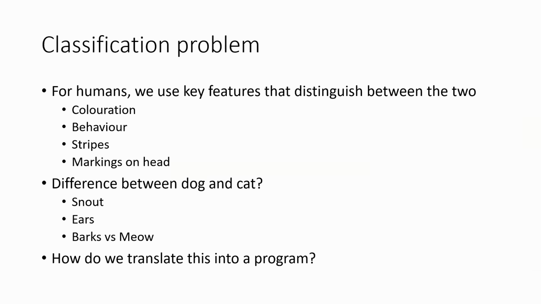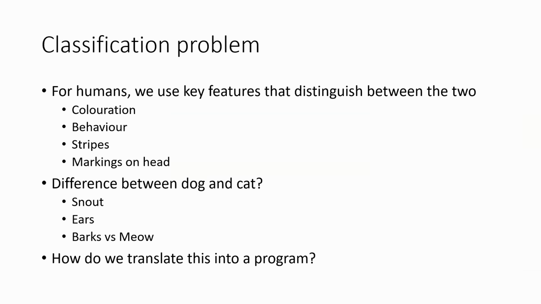Markings on the head is something that also separates the two cats. But what about cats and dogs? There are a lot more things that separate cats and dogs than just colorations. You can do the snouts. Dogs have more rounded snouts, whereas cats don't really have one. The ears: dogs have droopy ears. Cats typically have pointy, sharp ears.